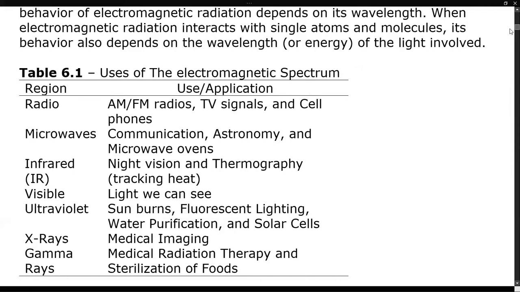Ultraviolet, that's where we can start getting the higher energy things that cause tissue damage. We're talking about sunburns and things like that. Fluorescent lighting has a little bit of UV in it. So it's not the most efficient way, but you can purify water with UV. UV is a good naturally occurring sterilization agent in large enough dosage. Solar panels can work in the UV range as well.